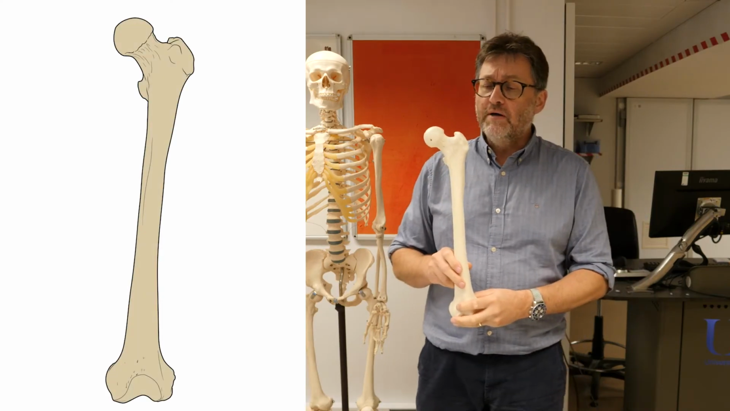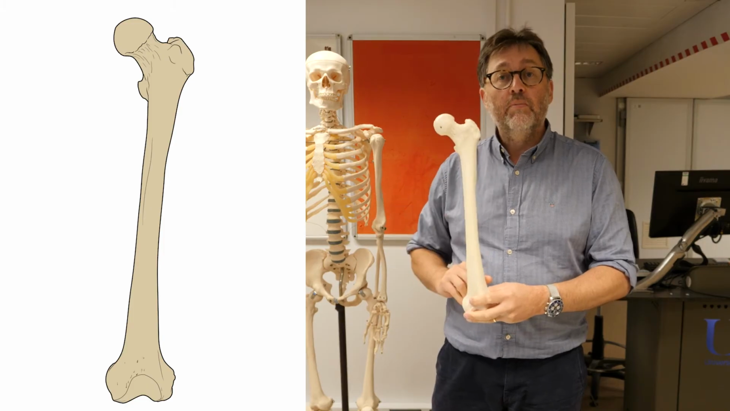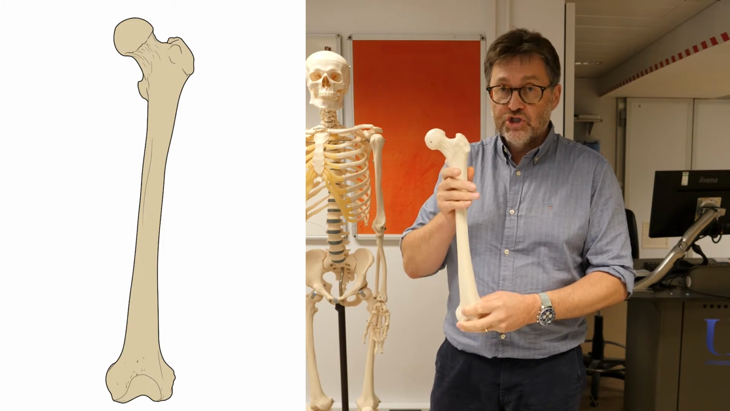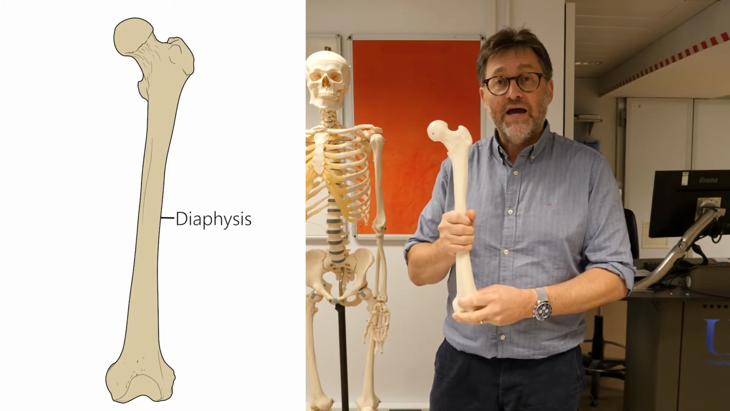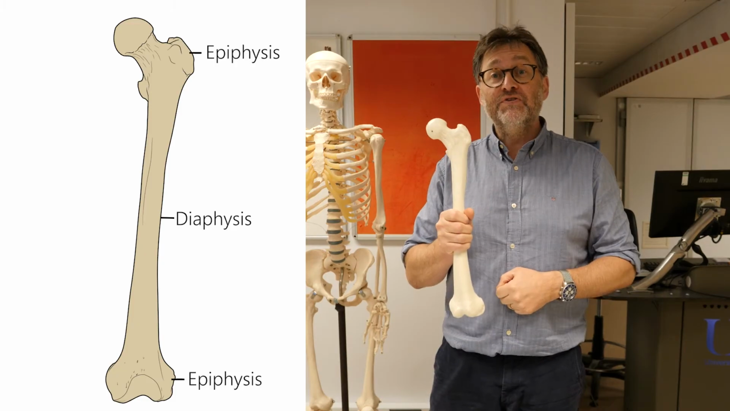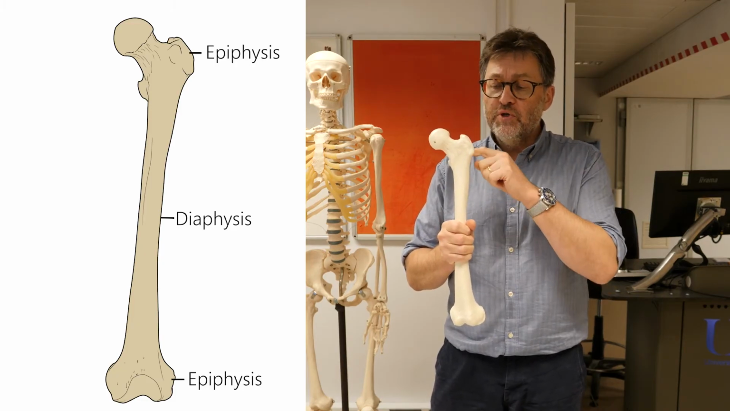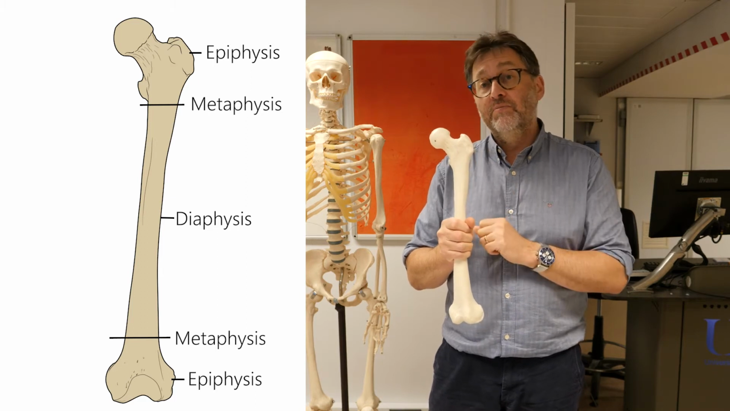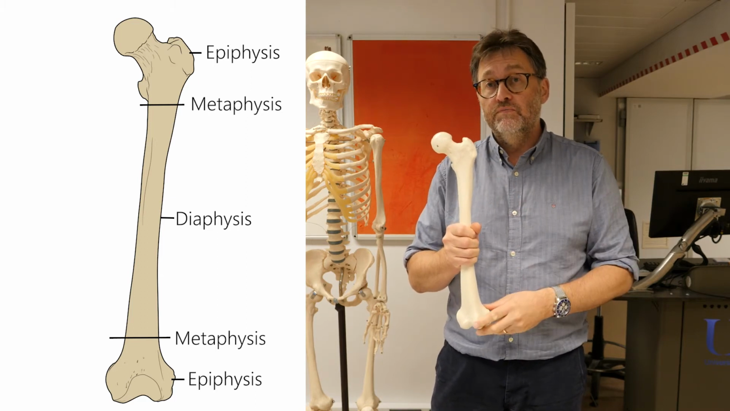If we look at a femur, this is obviously a long bone. When we're describing a long bone, we talk about the shaft bit being the diaphysis, we talk about the ends being the epiphyses, and the junction between those two is the metaphysis. And that's where these long bones tend to be growing from during childhood.